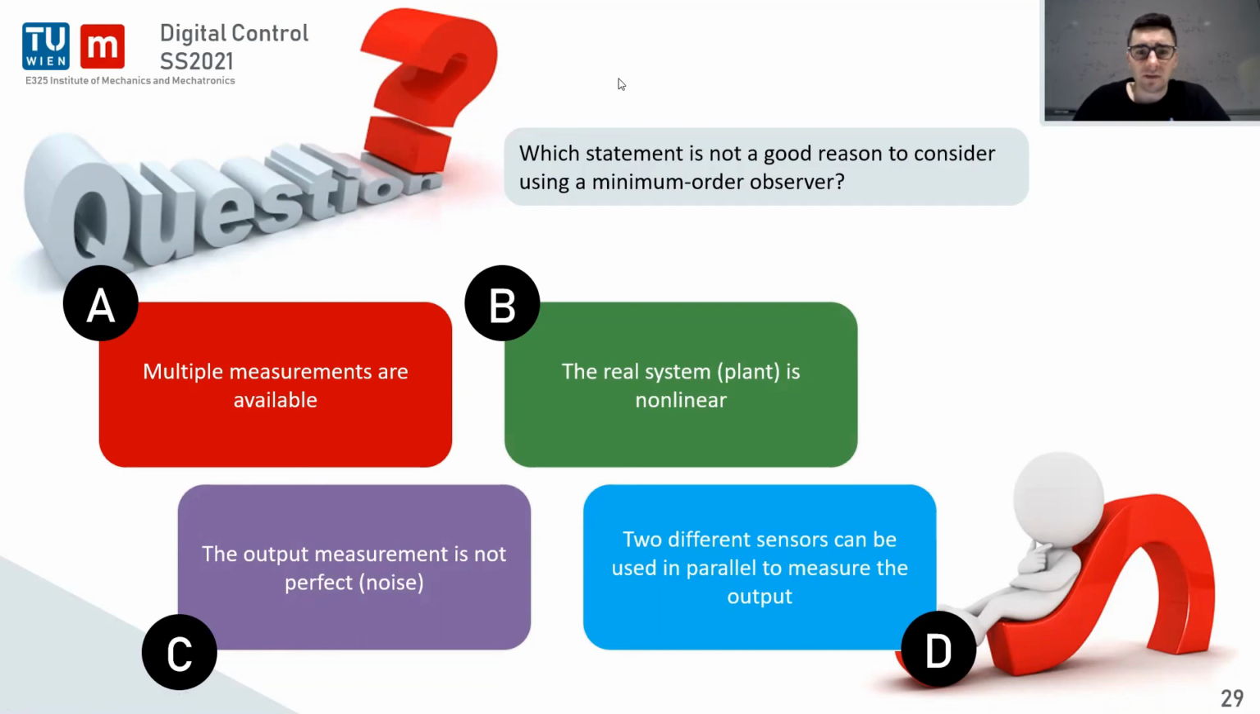Let me just restart the poll. Again, it should work. So based on what I've just said, according to you, what is the only statement that is not a good reason to consider a minimum order observer? Okay, so now I've got the results.